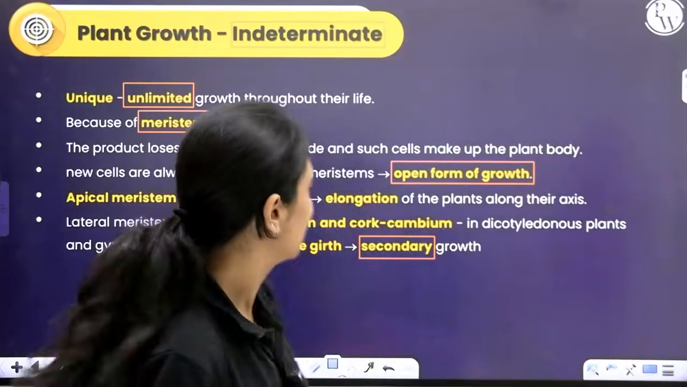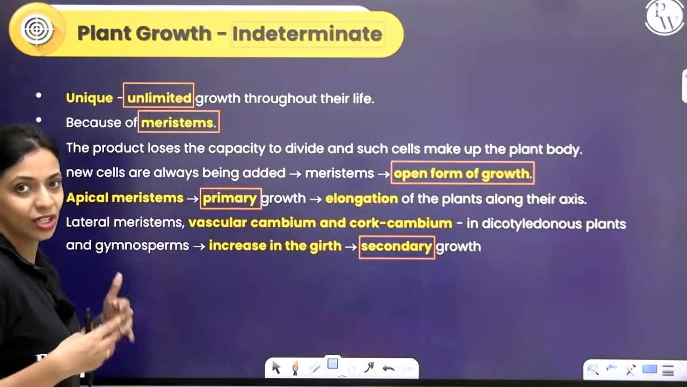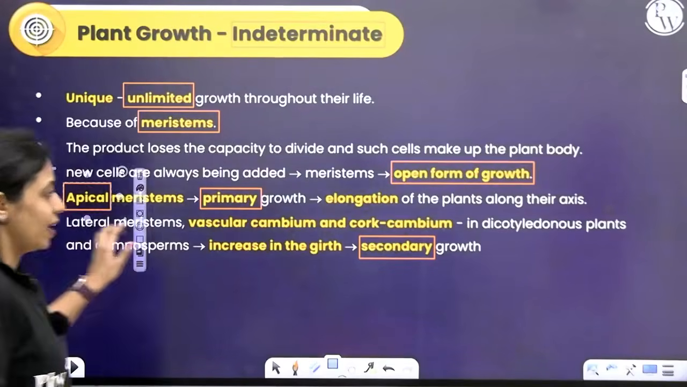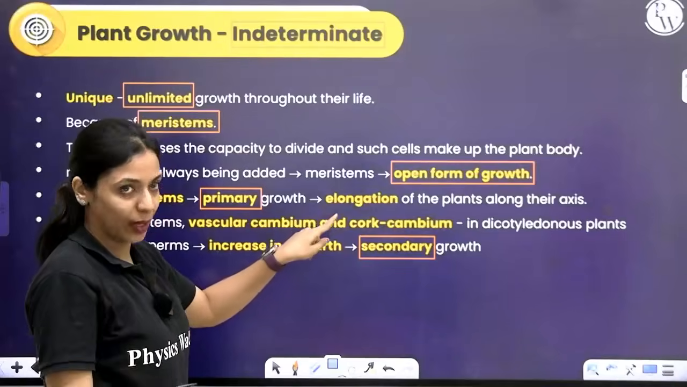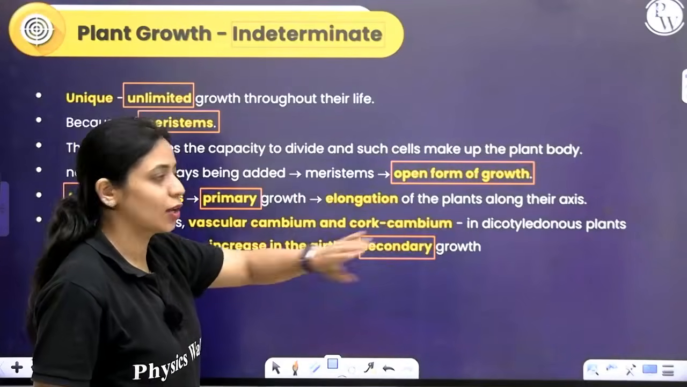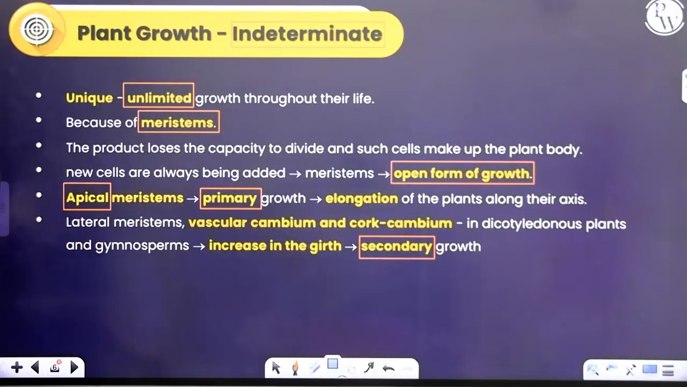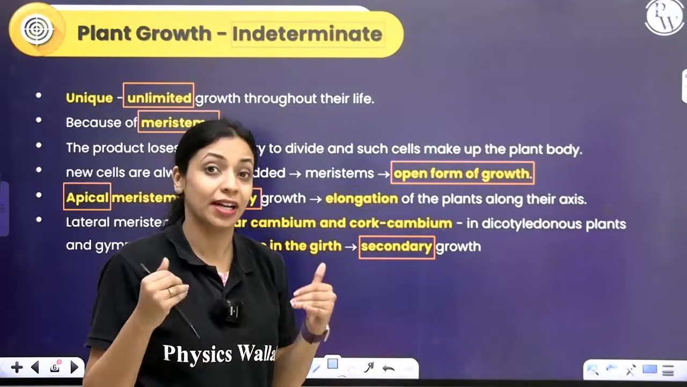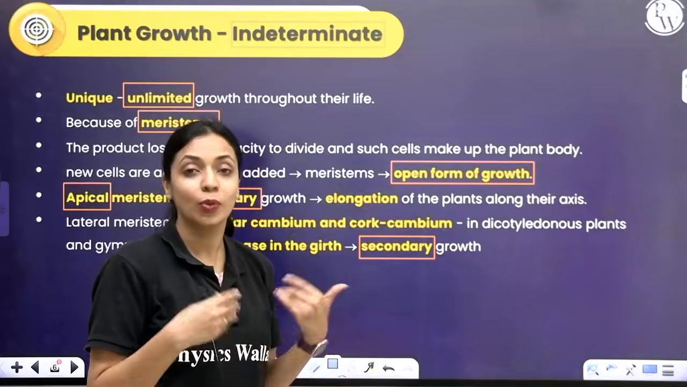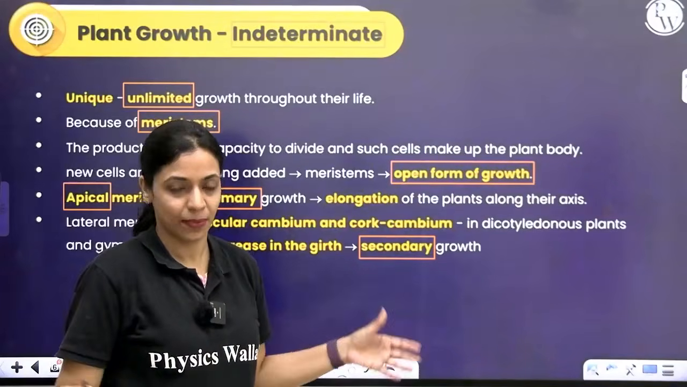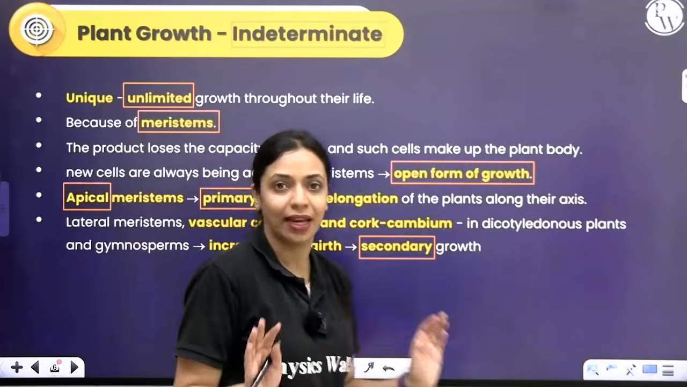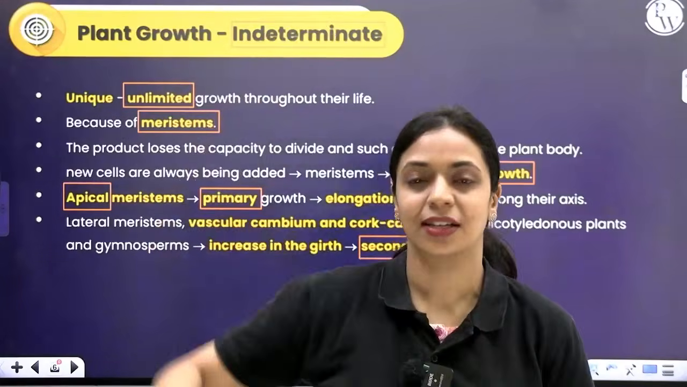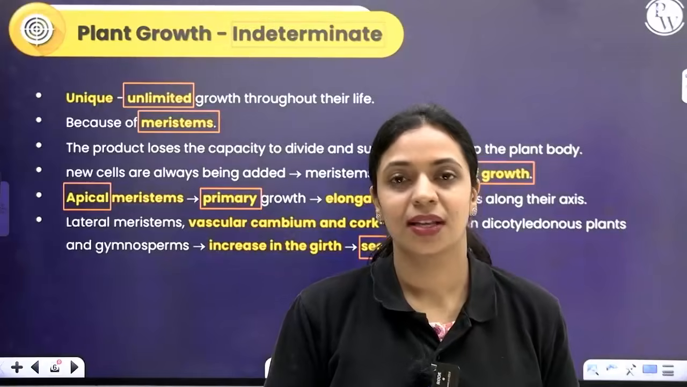That is secondary growth. So, primary growth usually happens due to the apical meristems, where plants increase in length, which we call elongation of the plants along their axis. Lateral meristems, which is our cambium, vascular cambium and cork cambium, that is present only in dicots, that will contribute to an increase in girth of the stem, and as a result plants show secondary growth. All right, primary is because of apical mostly, and that's increase in length. You see that in both monocots and dicots.